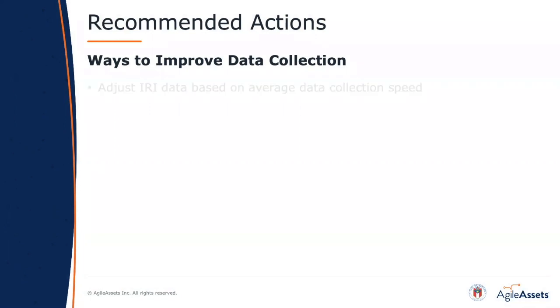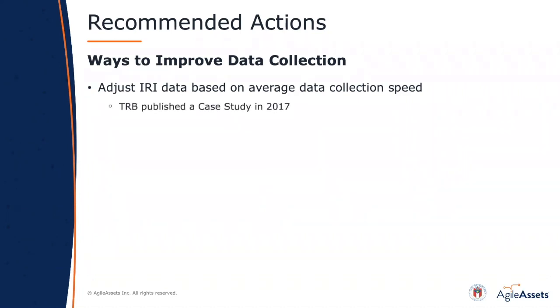One is that the IRI can be adjusted based on the average data collection speed. We found a TRB published study in 2017 for streets where they looked at a speed adjustment, and it seems to have correlated well with the perception of roughness inside the vehicle experienced by the driver. Also, NCHRP just published report 914 on urban IRIs for this exact reason of everybody having some difficulty translating that highway-based IRI data standard into the urban environment.